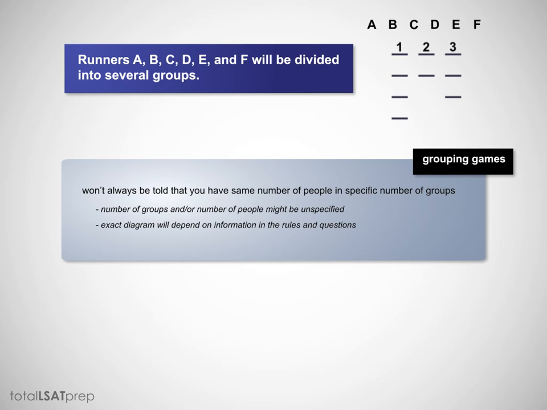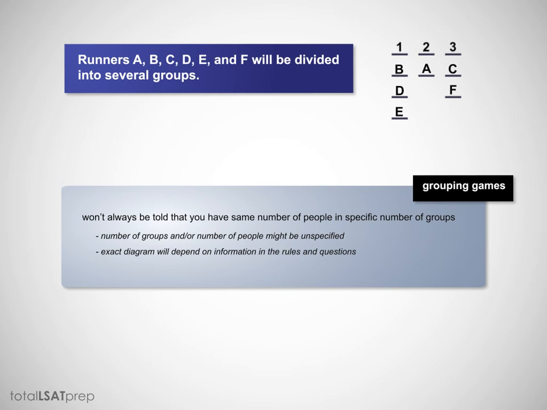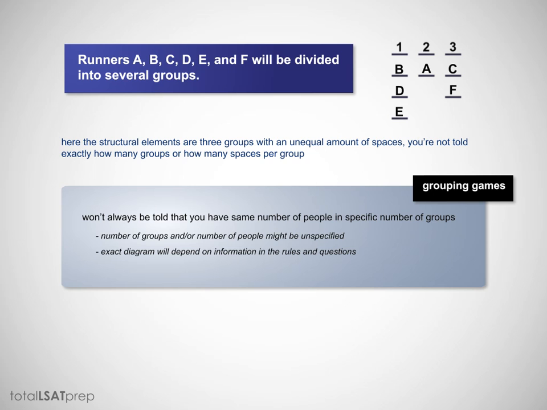And for example, a potential diagram could have B, D, and E in the first group, A in the second, C and F in the third. So the structural elements here are 3 groups with an unequal amount of spaces. You're not told exactly how many groups or how many spaces per group.